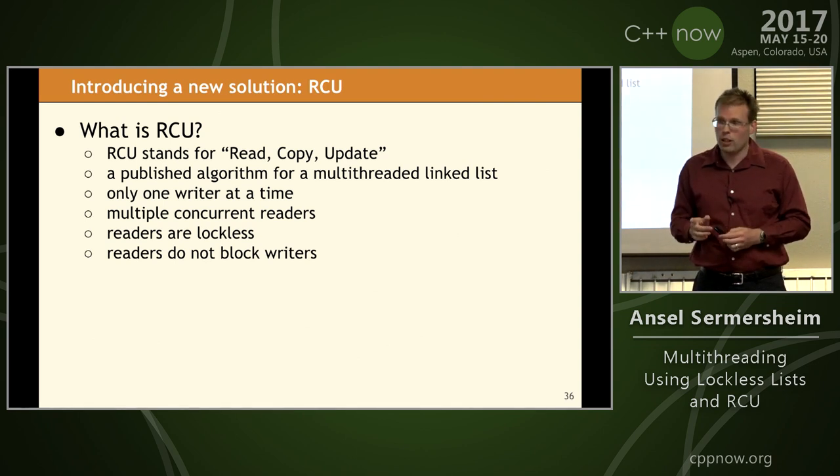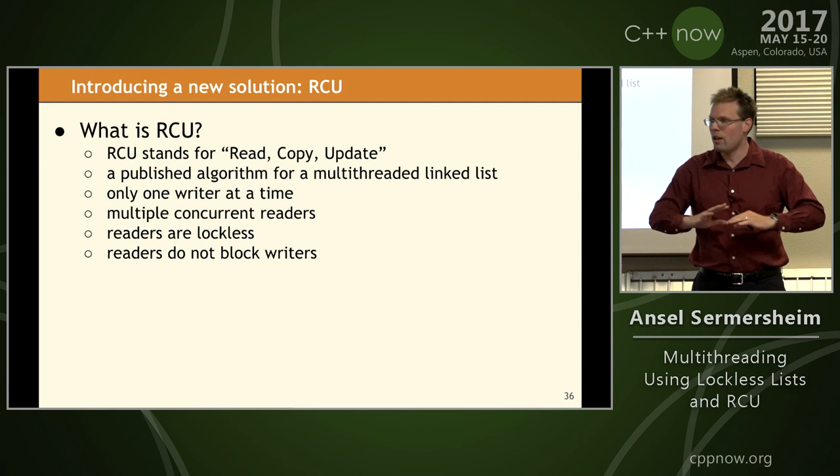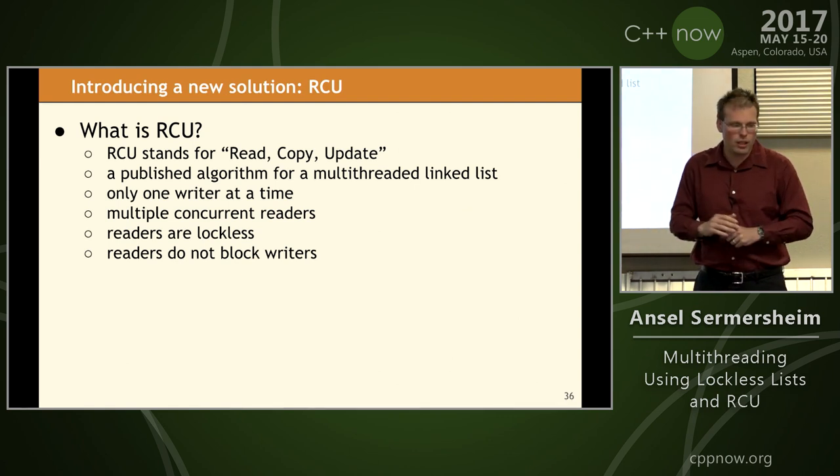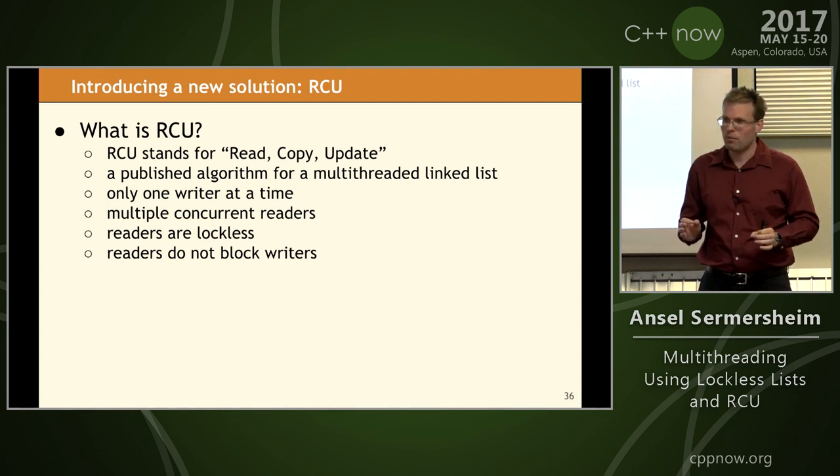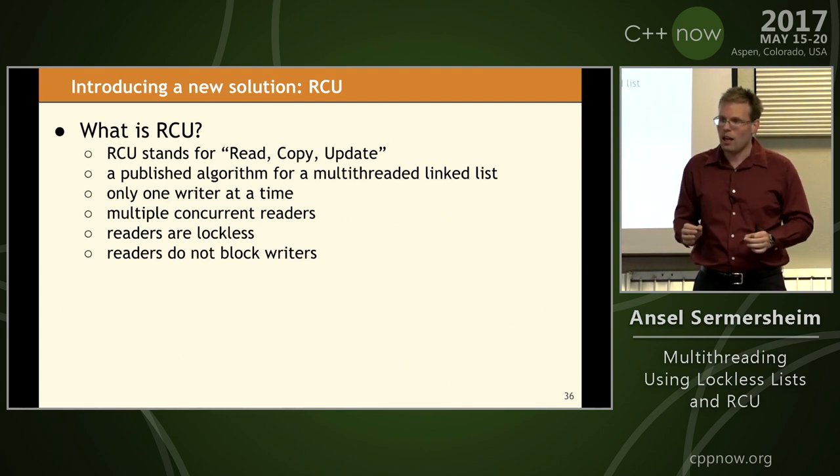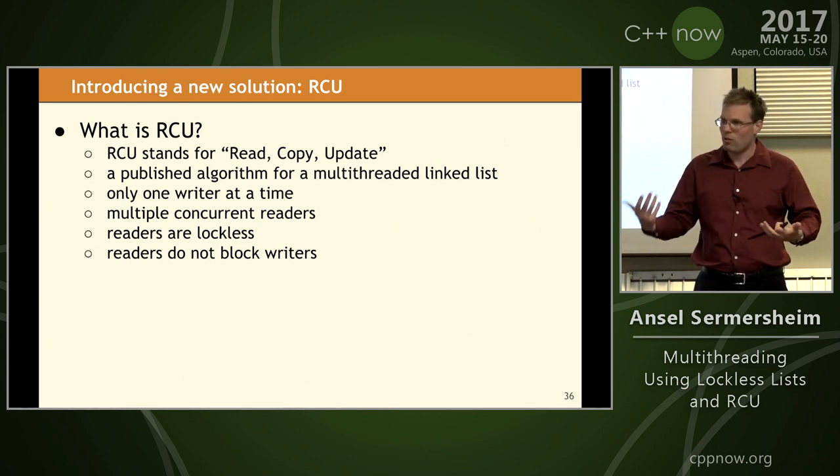It supports multiple concurrent readers. And what's important is the readers are completely lockless. The readers do not have to coordinate with any other reader or any writer during this process. And readers don't block writers. So it's impossible to have a deadlock with a set of readers and one writer in RCU, because the readers can never block that writer.